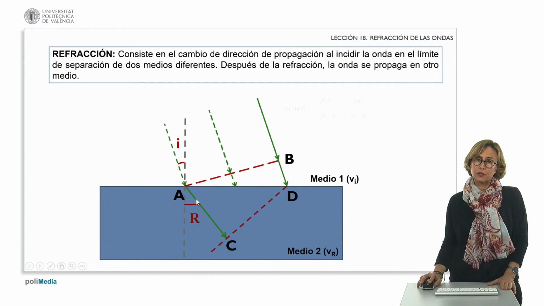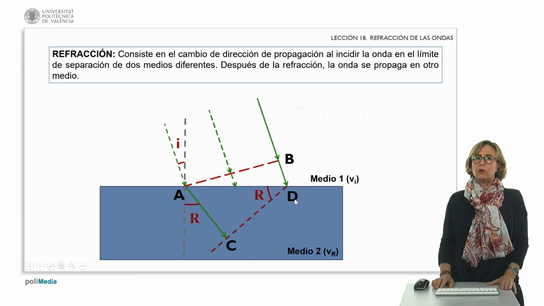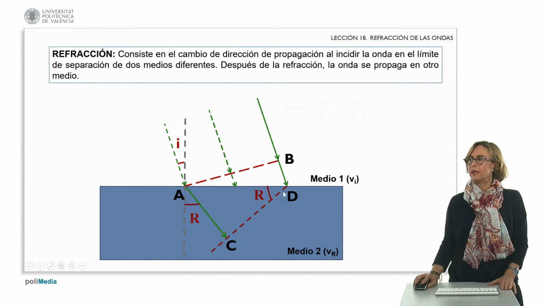Distance BD is not the same as distance AC. Why? Well, this is because although the time it has taken to travel the distance BD is the same as it has taken to travel the distance AC, the velocities in medium 1 and medium 2 are different. It should be noted that the angle of refraction is also given by this new wavefront and the separation surface between the two media.